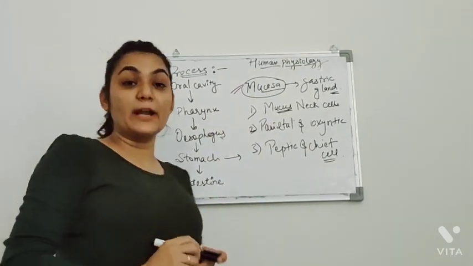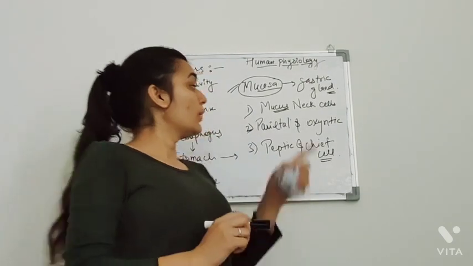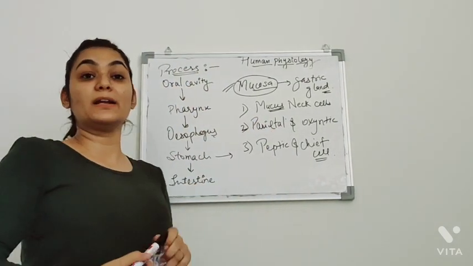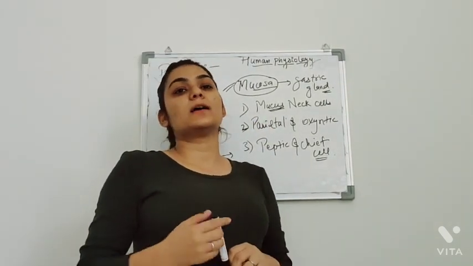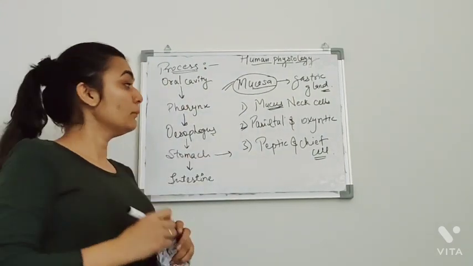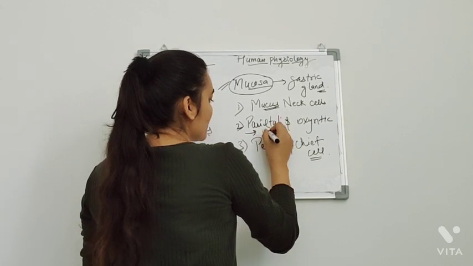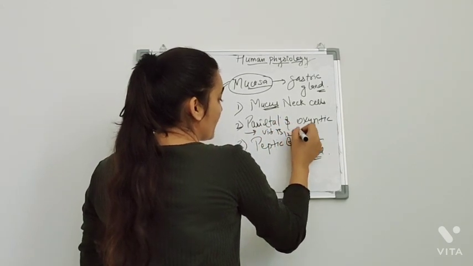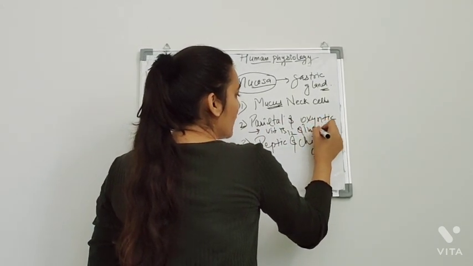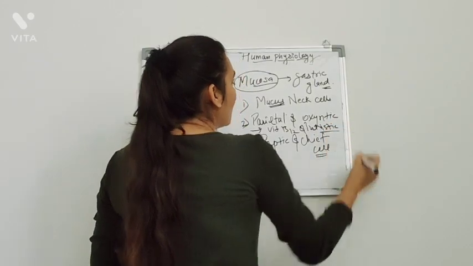And the second one is the parietal and oxyntic cells. What is the function of the parietal and oxyntic cells? They help in the absorption of vitamin B12, and the second thing is the Castle's intrinsic factor. These two terms are important.